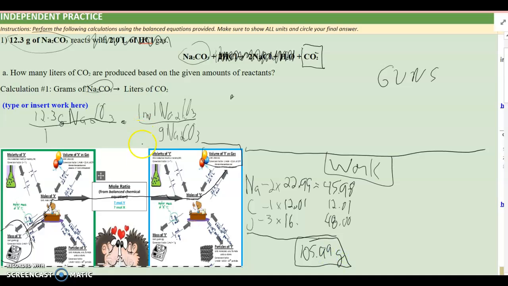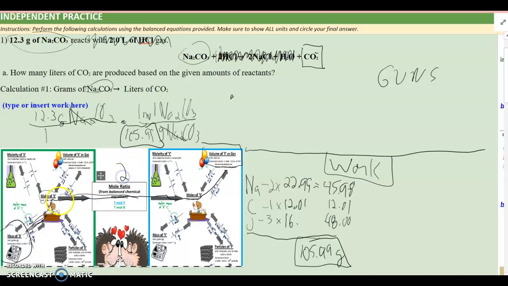Grams. Well, now I know what to plug in here. 105.99. Okay, great. Now I am here. My units cancel out, and I'm left with moles of my X. Alright, next step.